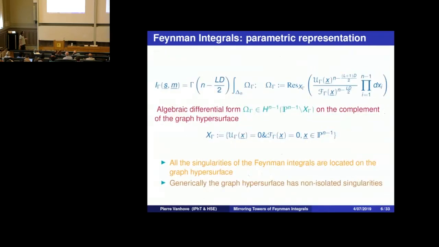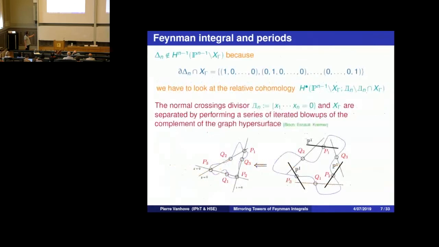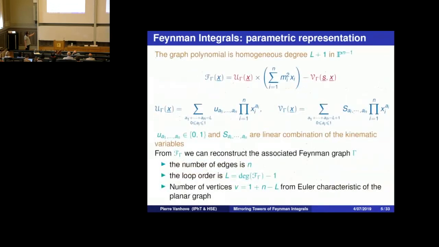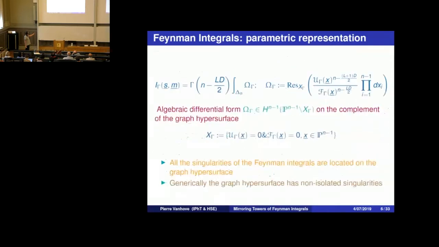So now this Feynman integral is an integral over this ratio of these graph polynomials, over the positive quadrant. You want to think of the integrand as an algebraic differential form in the complement of the graph hypersurface. Okay.